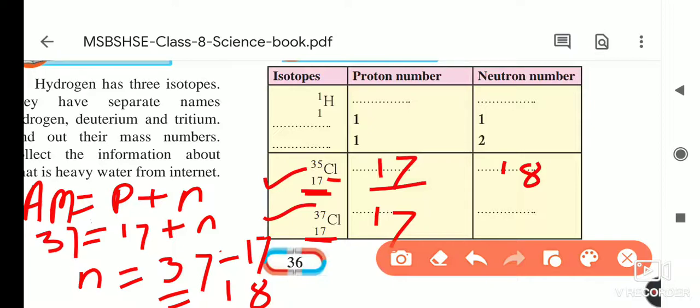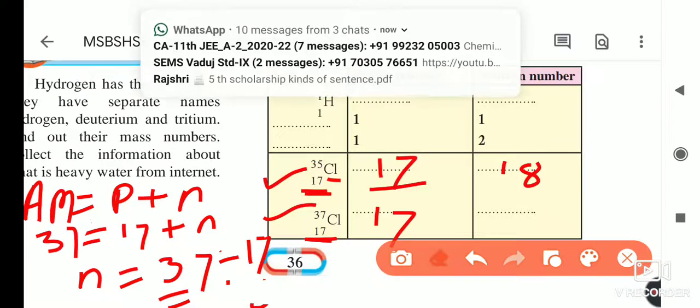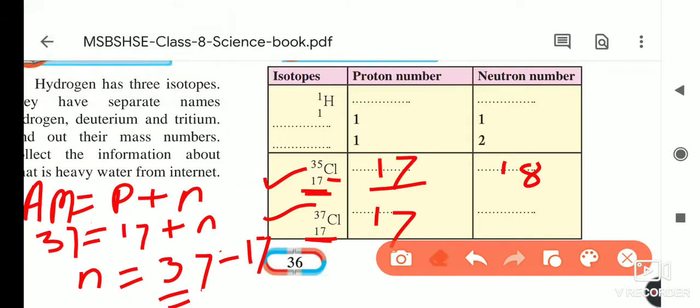And 37 minus 17, the subtraction is equal to how much? 7 minus 7 is 0, and 3 minus 1 is equal to how much? 2. So 20 neutrons are present in chlorine. How many neutrons are present in chlorine 37? 20 neutrons are there, and inside chlorine 35, 18 neutrons are present.